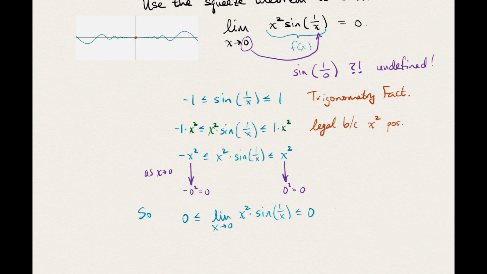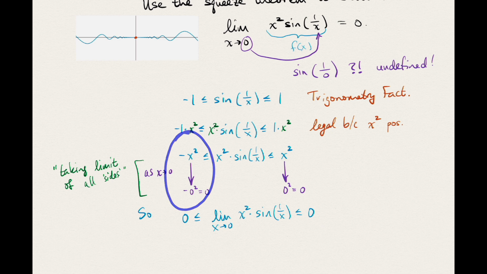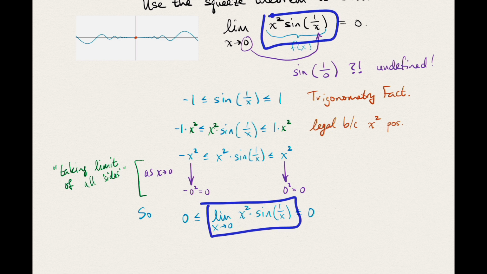So these purple arrows, this step here is taking the limit of all sides. I mean, there's 3 parts of the compound inequality, let's call them sides. So the limit as x goes to 0 of the negative x squared is 0, that's over here, and the limit as x goes to 0 of the positive x squared is also 0. That's how we get these zeros at the bookends, and then we apply the limit in the middle, and we get what we started with.